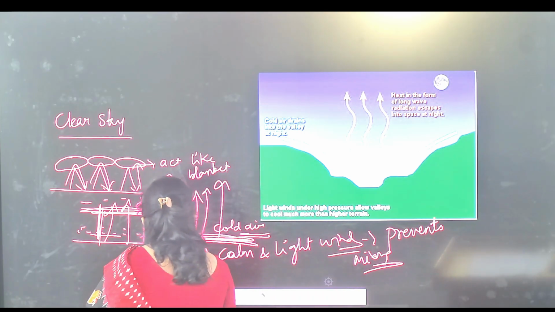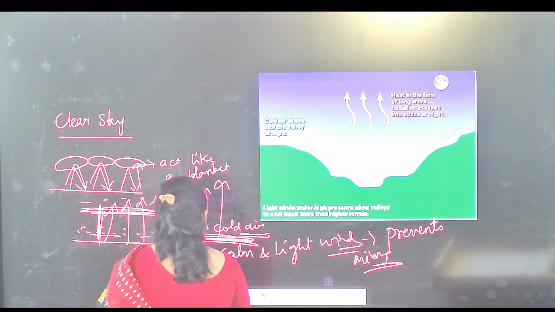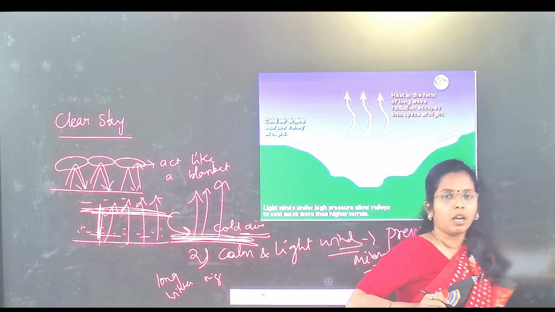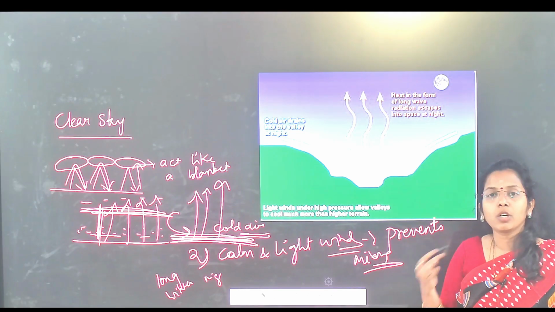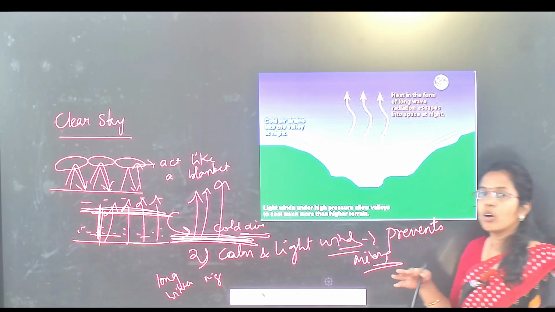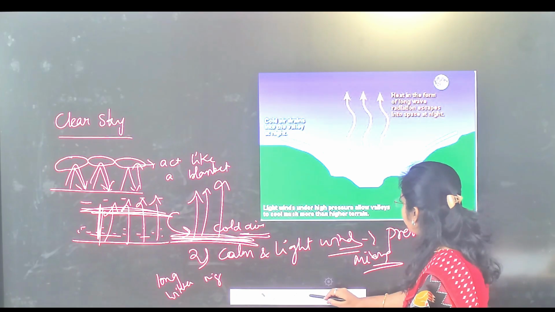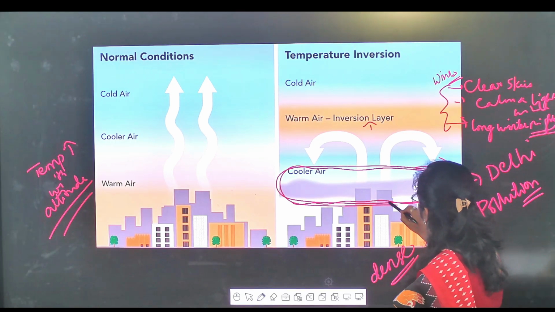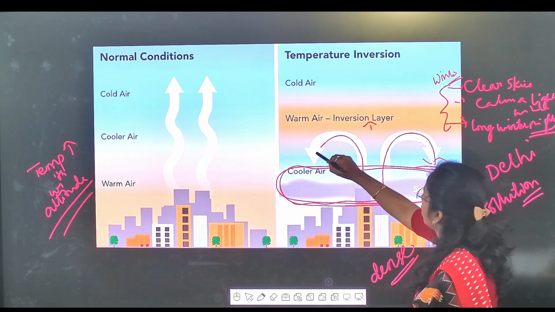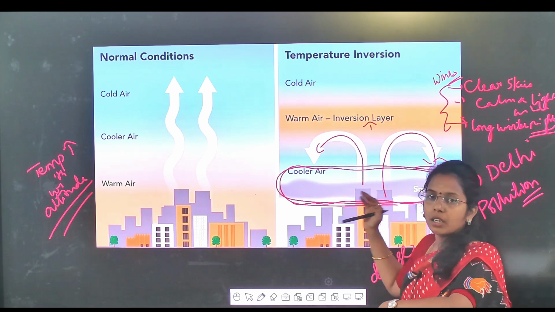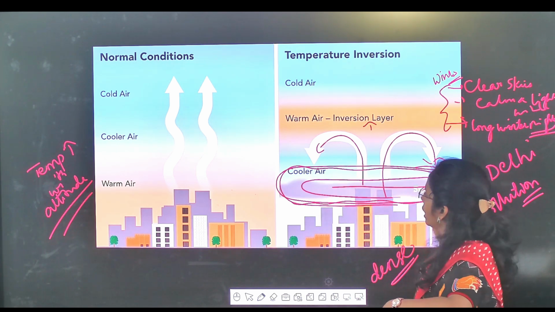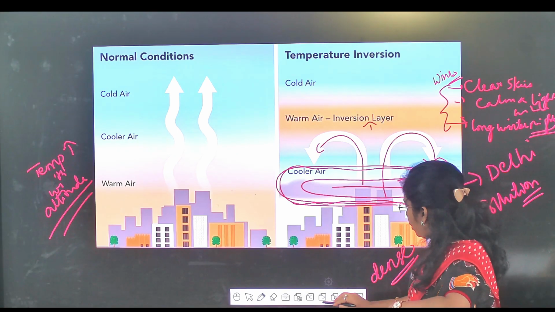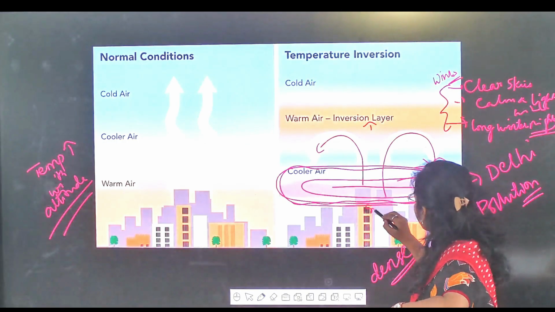And long winter nights. When you see long winter nights, you get a longer duration of radiational cooling. More than heating, you will see cooling. Cooling means at the earth's surface you will see cooler air. Now cool air is dense. All the pollutants are trapped like a lid in that cool, dense air. This is inversion of temperature, and you will see smog formation.